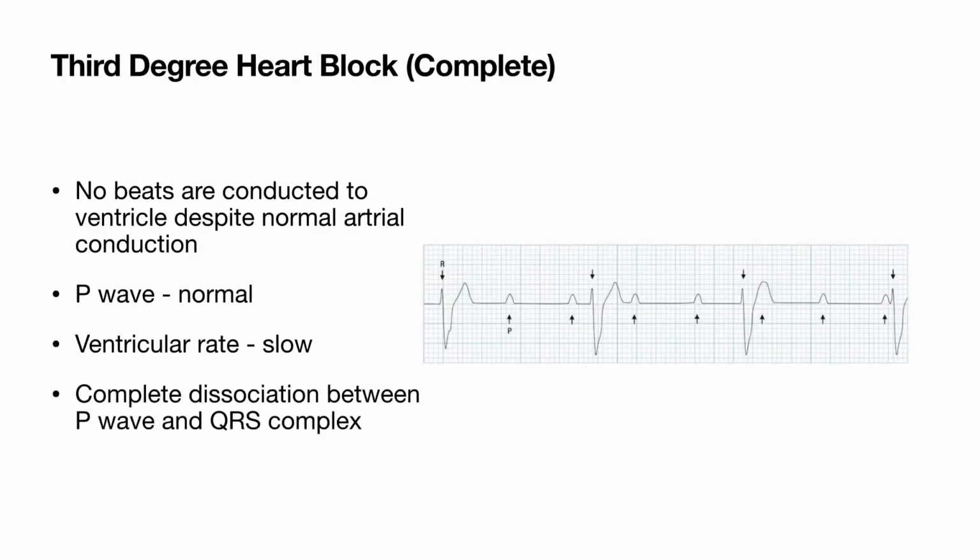Third degree heart block. Complete heart block or third degree heart block is said to occur when atrial contraction is normal, but no beats are conducted to the ventricles. When this occurs, the ventricles are excited by a slow escape mechanism from a depolarizing focus within the ventricular muscle.